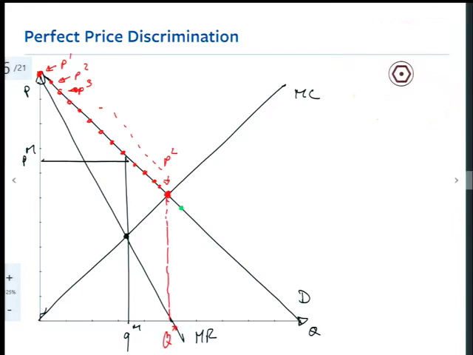So this stops at Q star, where the maximum willingness to pay, or marginal willingness to pay, is exactly equal to the marginal cost of production. Am I going to draw a price that goes across here? There's no equilibrium price here. Everybody pays a different price, all right?